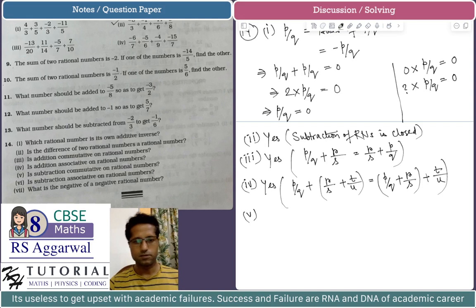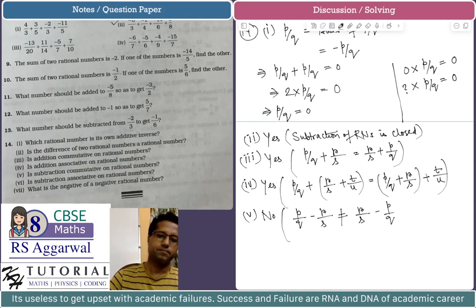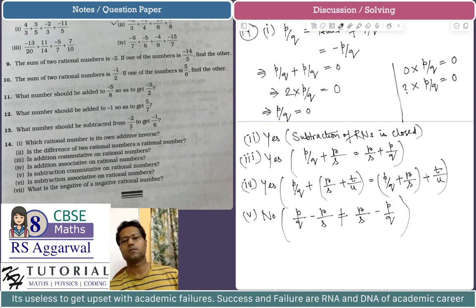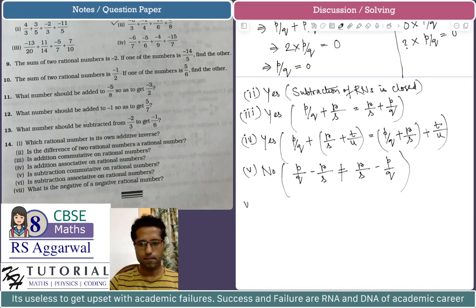5, is subtraction commutative on rational numbers? No, because for any two rational numbers p by q and r by s, we can clearly say that p by q minus r by s is not equal to r by s minus p by q. This is never the case. You can easily find some examples and verify this. So 5 is no, subtraction is never commutative on rational numbers.